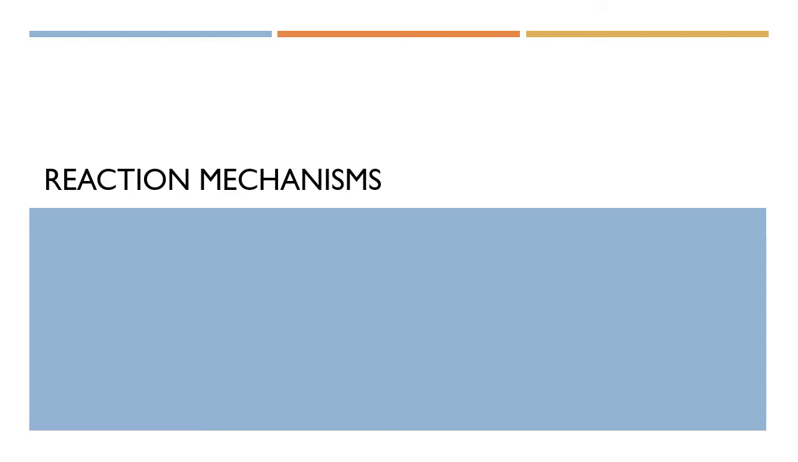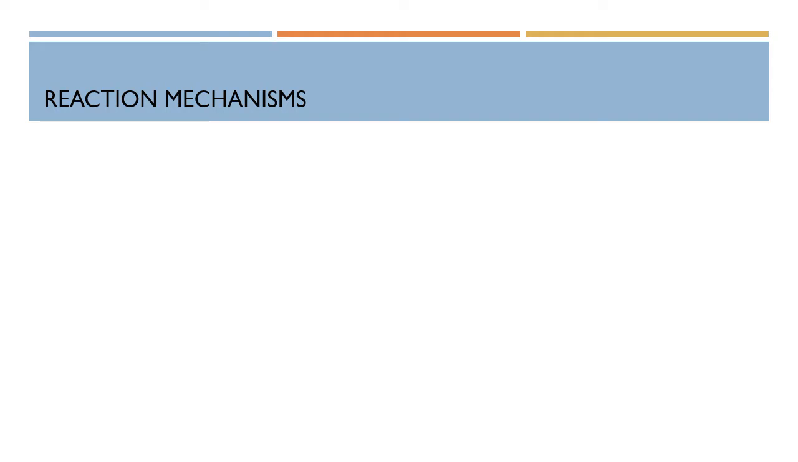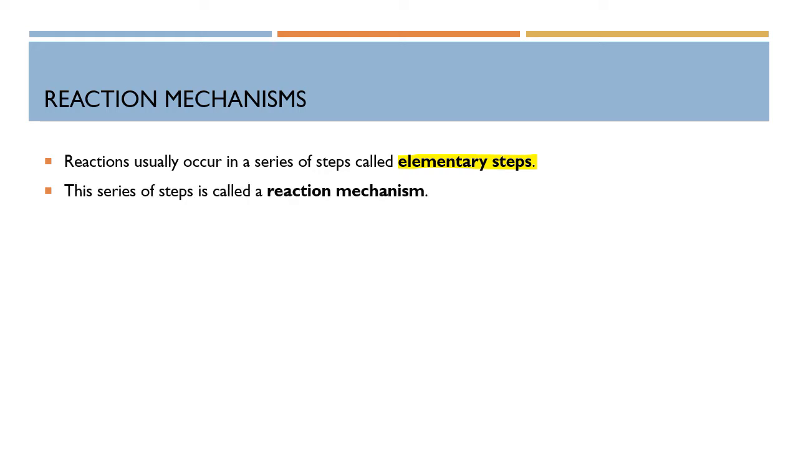Oftentimes, reactions don't just happen in a single step and then it's done. They are broken apart and occur in sometimes a sequence of steps. These smaller steps are called elementary steps. If we look at every one of the elementary steps and how they add up to the total, the sum or the entire reaction, that is the reaction mechanism. So it's just that series of individual steps. It's called the reaction mechanism.